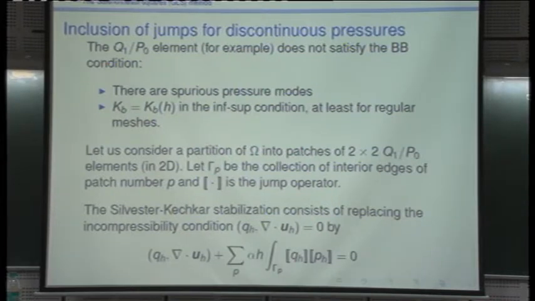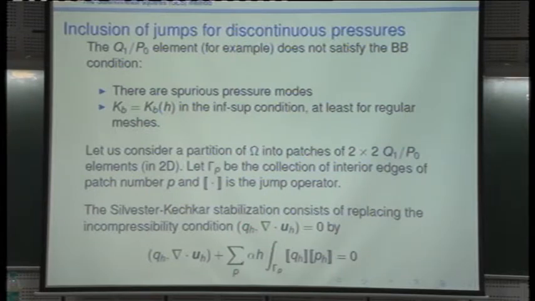Now we know what is the Q1P0 element, for example, which does not satisfy the IMSUB condition. And there are other elements that don't satisfy that condition. For example, P1P0, or for example, P2P1. P2P1 does not satisfy it. One has to introduce a bubble. And suppose that you want to make it work. You want to make it work for any reason.